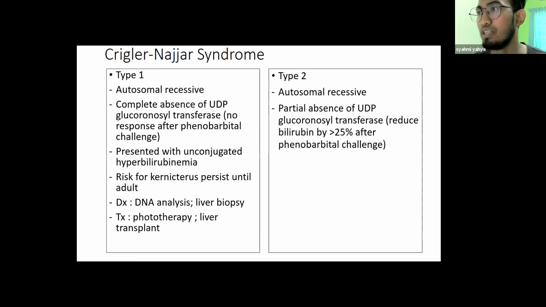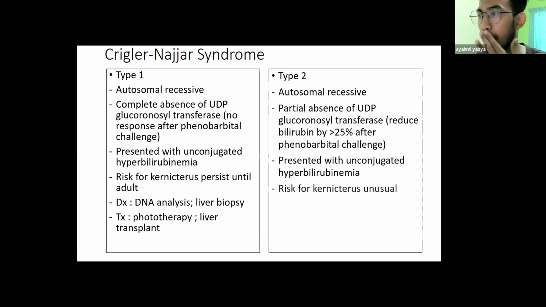So for type 2, there is partial absence of the UDP. So the patient can also present with unconjugated hyperbilirubinemia still.